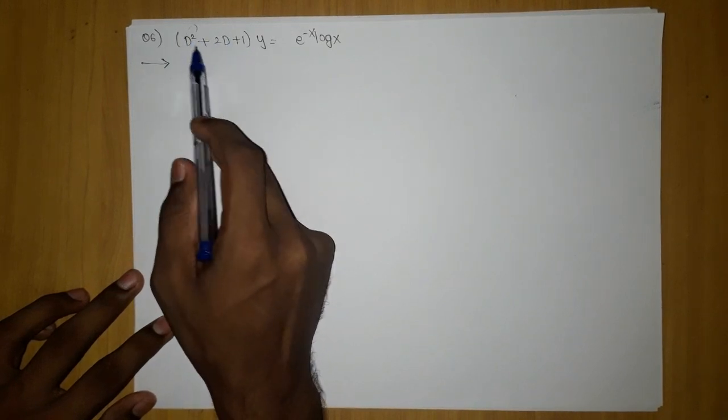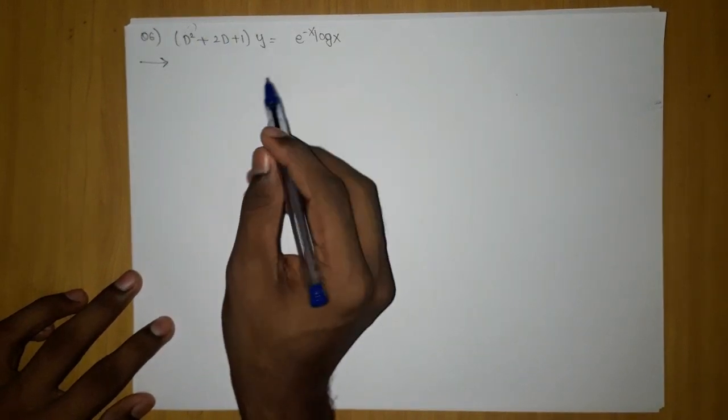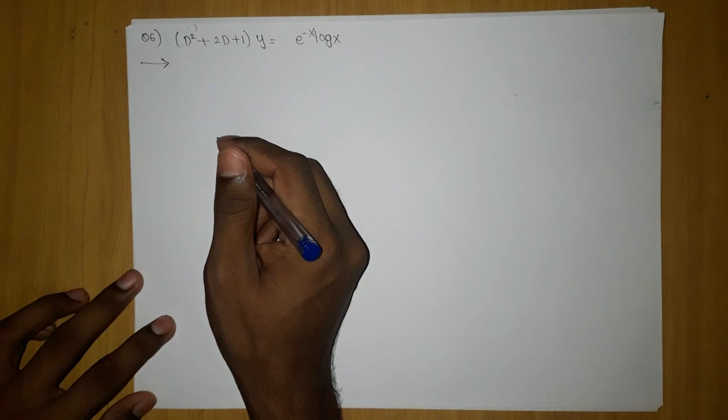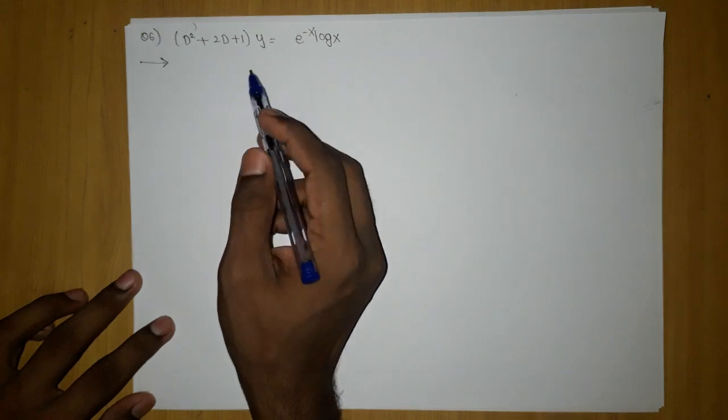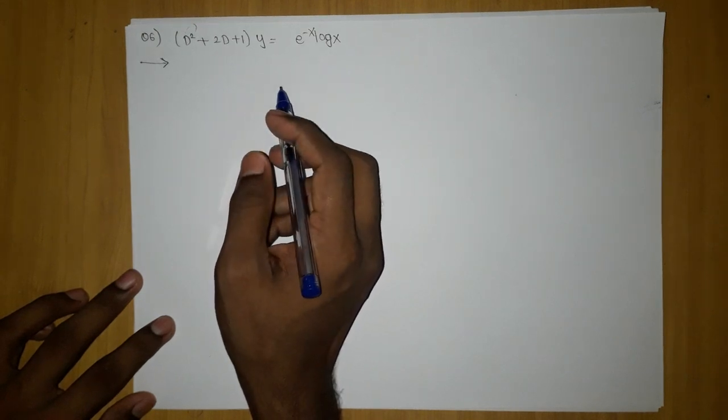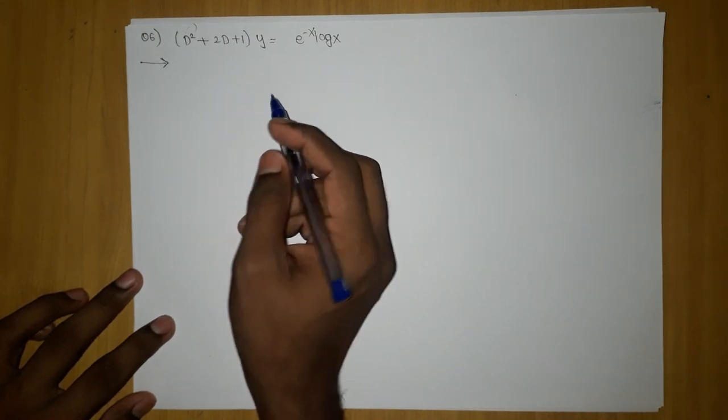You can see there is no composition here, and there is nothing like D square plus x square. So don't get into the illusion that this is from type 7. This is not from type 7. This is from type 6, type 5, which was e to the power x into V.